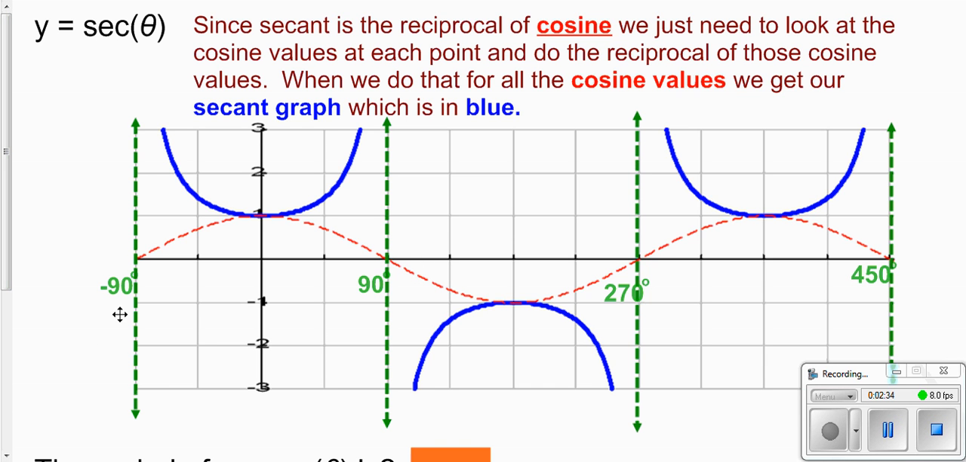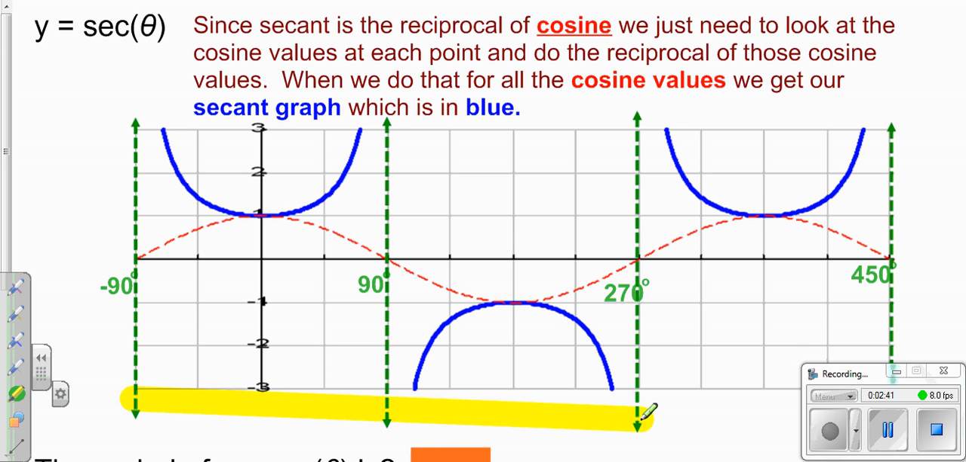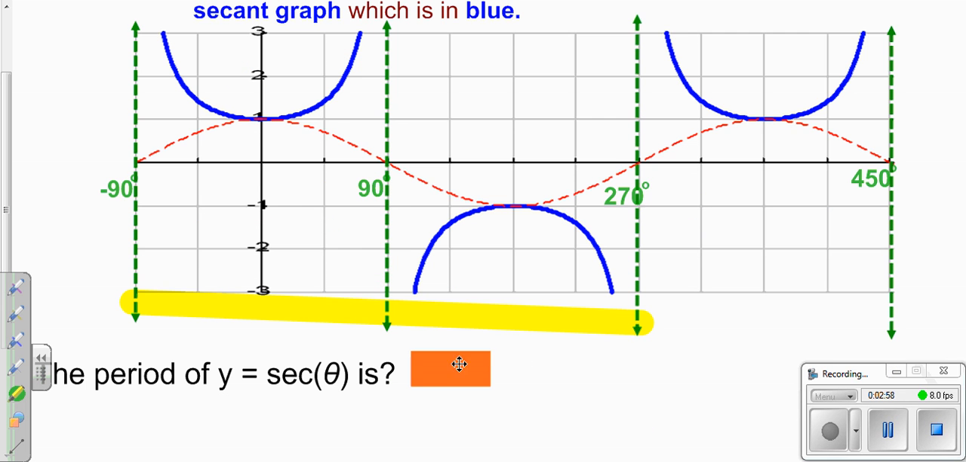So your period here goes from negative 90 until 270. That's a total distance, 90 to the left plus 270 here, of 360. So just like the sine and the cosine, it repeats every 360 degrees. In between the first two asymptotes, it's always a horseshoe up. In between the second two asymptotes, it's always a horseshoe down.